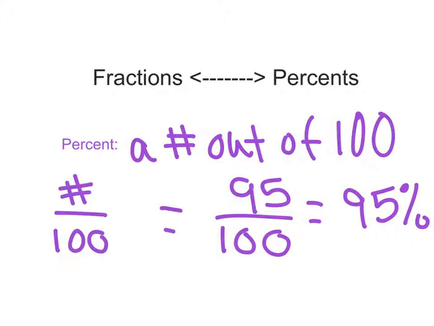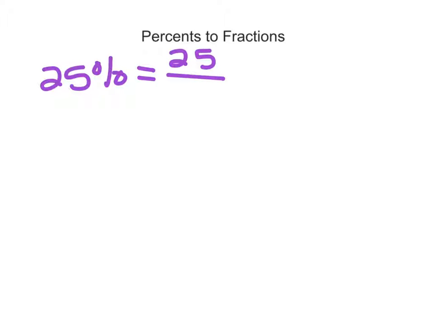So that's just a quick review of what a percentage actually is. So we'll do a couple examples of changing percentages to fractions. So this is pretty simple because we know that a percent is a number out of 100. So our first example is 25%. So to write a percentage as a fraction, we simply put that number over 100.